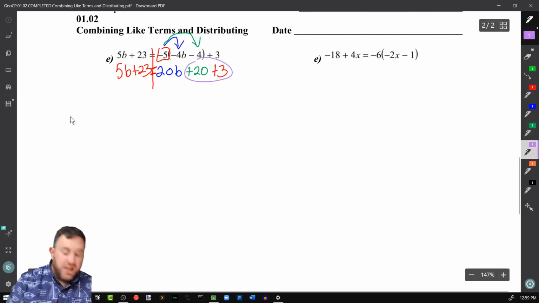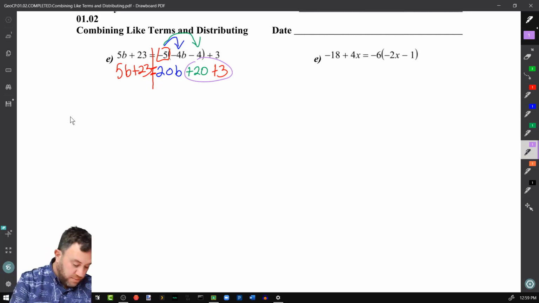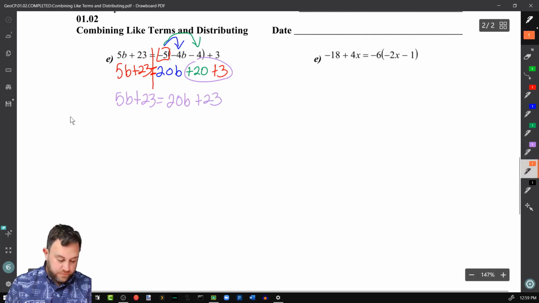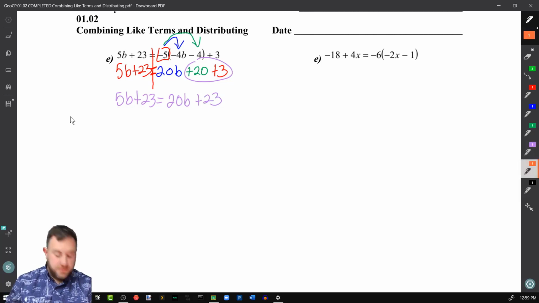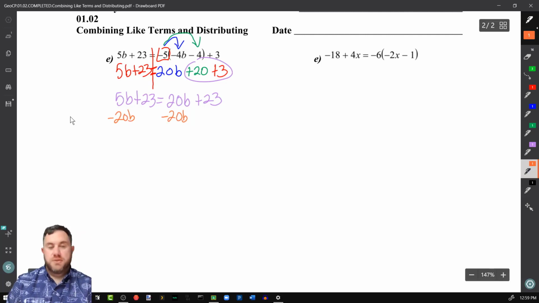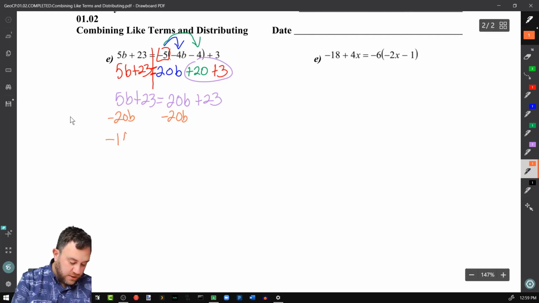So now we've got some like terms on that side, so let's combine those. So the left side still stays the same. 20b stays the same. 20 plus 3 gives us 23. Let's move all our b's to one side. I always like to move mine to the left side, but you do not have to do it that way. So we'll subtract 20b from both sides. That'll give us -15b plus 23 equals 23.